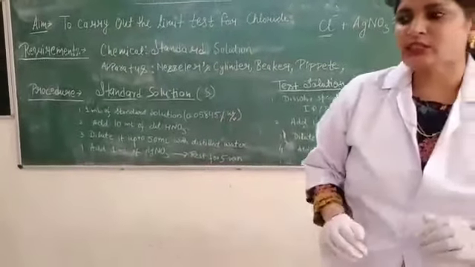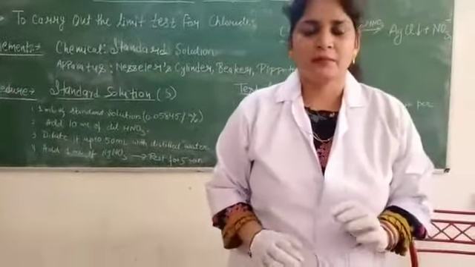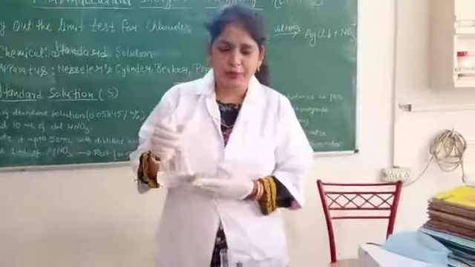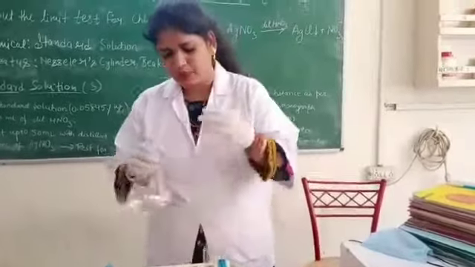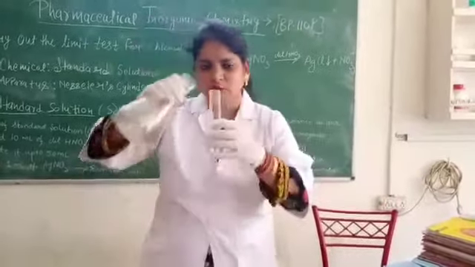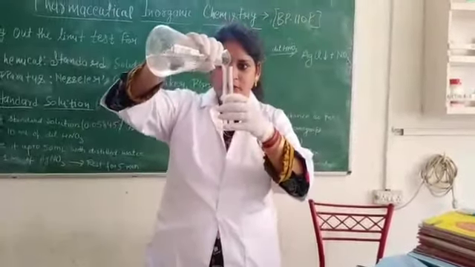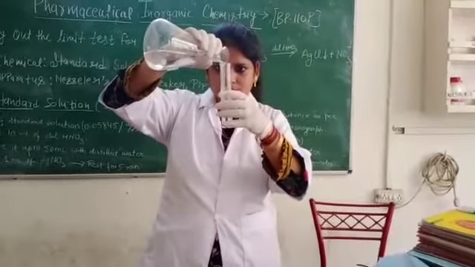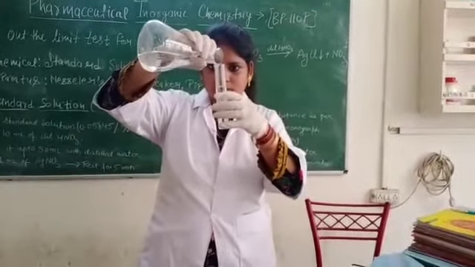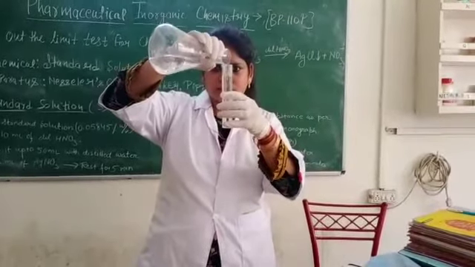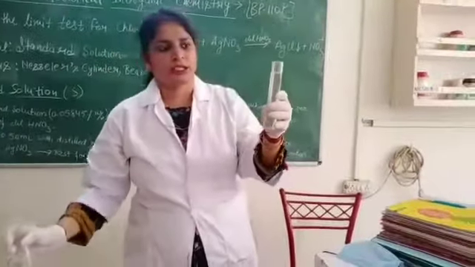Now the third step is to dilute this solution up to 50 ml by adding distilled water free from impurities. Now this Nessler cylinder has a 50 ml mark. We will add distilled water up to the 50 ml mark. Check the level of water.